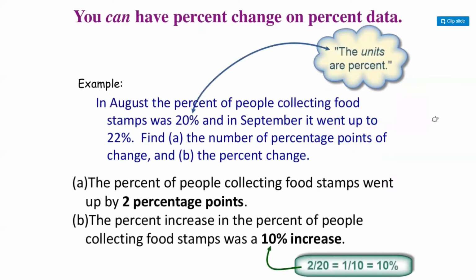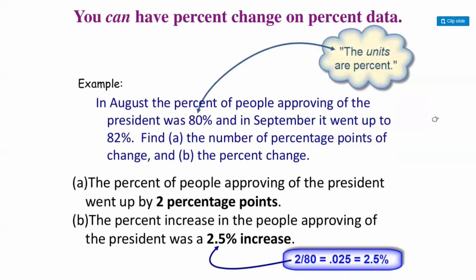In this example, we have the following situation. In August, the percent of people approving of the president was 80%. And in September, it went up to 82%. We're asking 2 questions. First of all, A, find the number of percentage points of change, and number 2, the percent change. The answer to question A is just 2 percentage points. The percent of people approving the president went up by 2 percentage points.